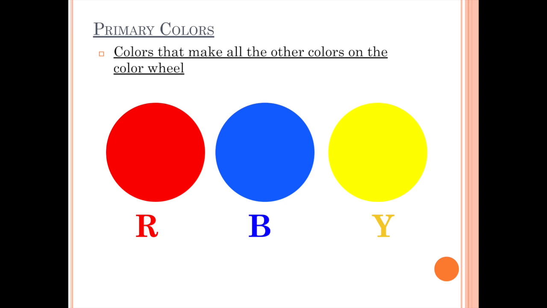Primary colors. These are the colors that make all the other colors on the color wheel. They are red, blue, and yellow. And now is when you're going to want to get your paint supplies ready, and we're going to draw and paint a red circle and label it with an R. Going to draw another circle, paint it with our blue paint, and put a B under for blue. And then we will draw and paint a yellow circle and label it with the letter Y.